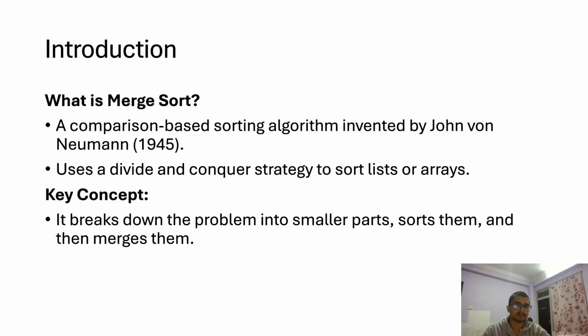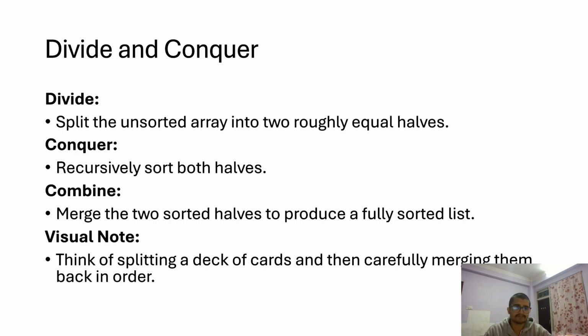Let's go through the introduction. So, what is Merge Sort? A comparison-based sorting algorithm invented by John von Neumann in 1945. It uses a divide and conquer strategy to sort lists or arrays. The main concept is that it breaks down the problem into smaller parts, sorts them, and then merges them.